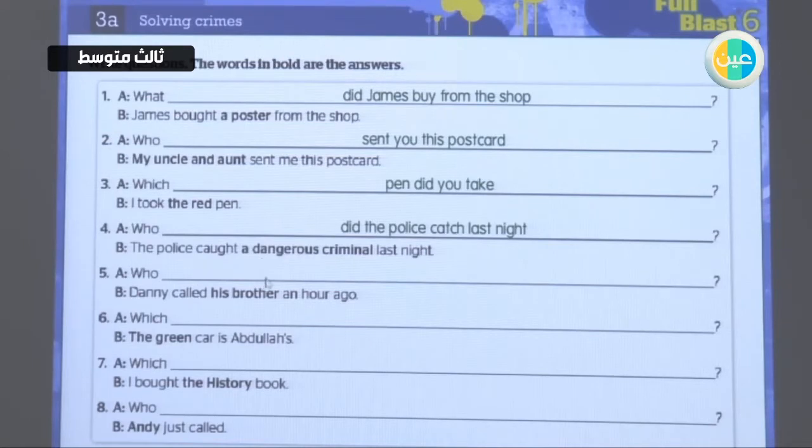Now let's check the answers. So 5, 6, 7, and 8. 5 will be, who did Danny call an hour ago? We're asking about his brother. Which car is Abdullah's? We're asking about the green car. Which book did you buy? We're asking about the history book, which is the object. Who just called? We're asking about Andy, which is the subject. Check your answers before we move to the following page.